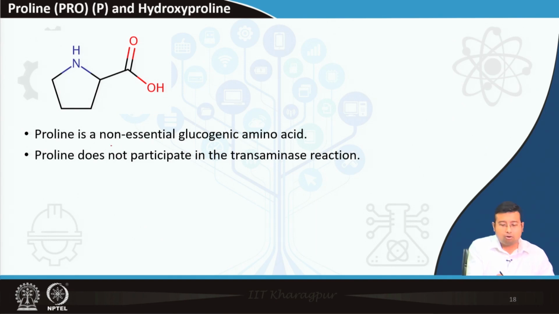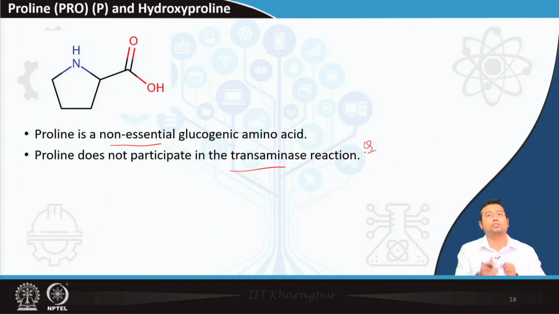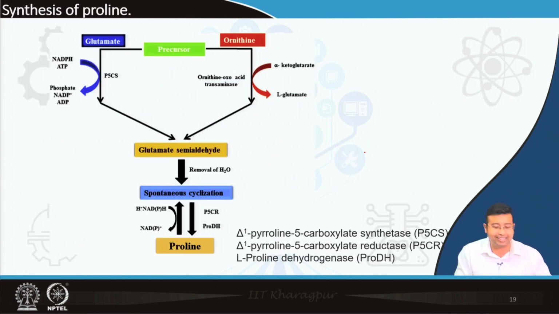Proline is a non-essential glucogenic amino acid, right. Whenever we are discussing non-essential amino acids, we at least need to know how they are synthesized. Proline does not participate in transamination reaction. What was the other amino acid that does not participate in transamination? This is your homework. I hope you have recalled your lessons well enough and you should be able to answer it, right. So, this is the synthesis of proline, okay.